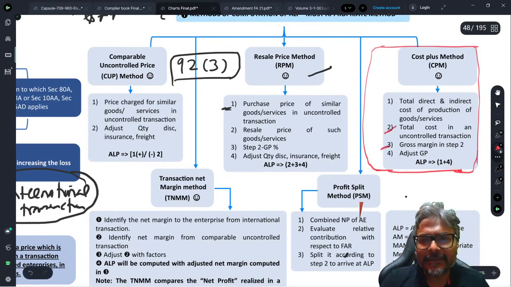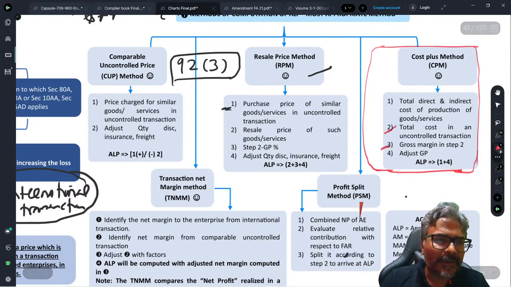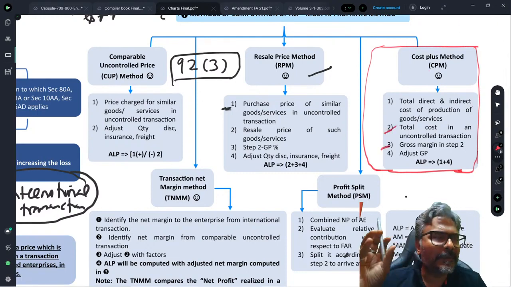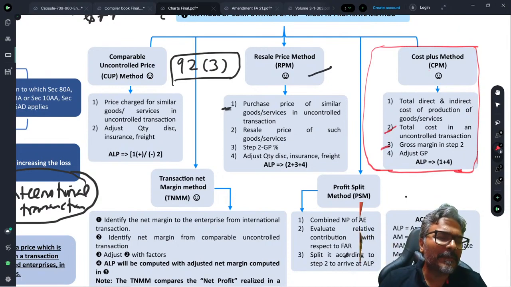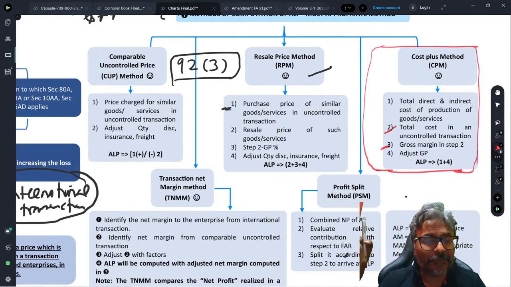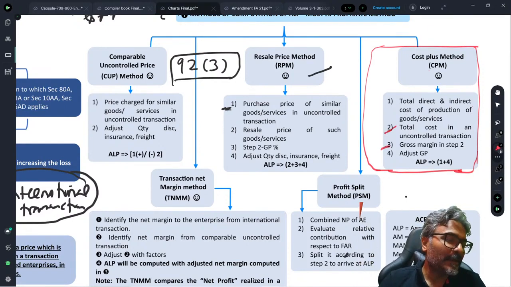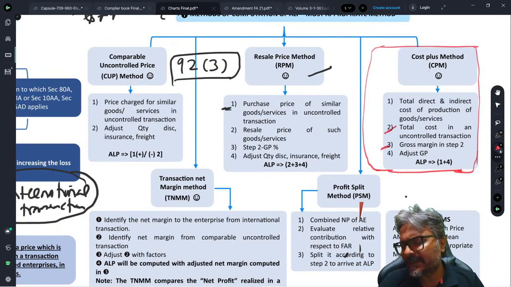On that total cost, add the GP margin. Now you will come to know the GP margin. What is a fair GP margin that should have been charged? Or may I say, what is the uncontrolled comparable transaction GP margin that should be charged in this case?